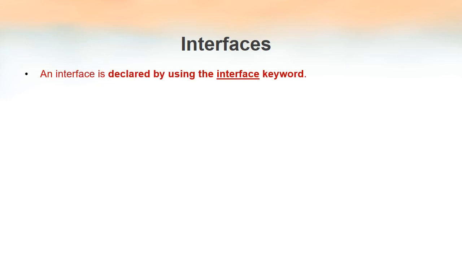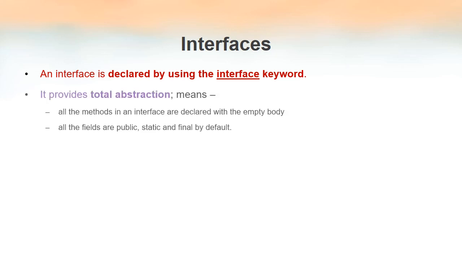Now we will see how to declare an interface. To declare an interface, we have to use the keyword interface. Interface space interface name. That is the syntax of creating an interface. An interface provides total abstraction because all the methods inside an interface will not have any body, and the variables that we declare inside an interface will be either static or final or both.